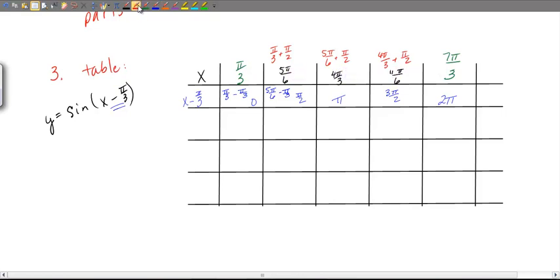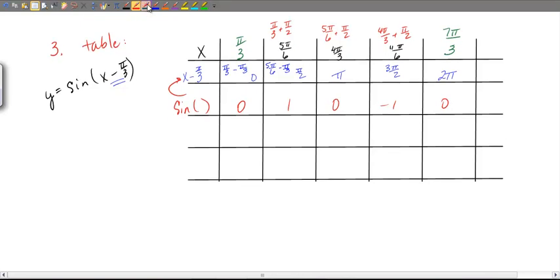The second part of this table method says now I'm going to take the sine of whatever I just calculated up here. So in other words, the sine of 0, which is 0, the sine of pi over 2, which is 1, the sine of pi, 0, sine of 3 pi over 2 is -1, and the sine of 2 pi, which is 0.